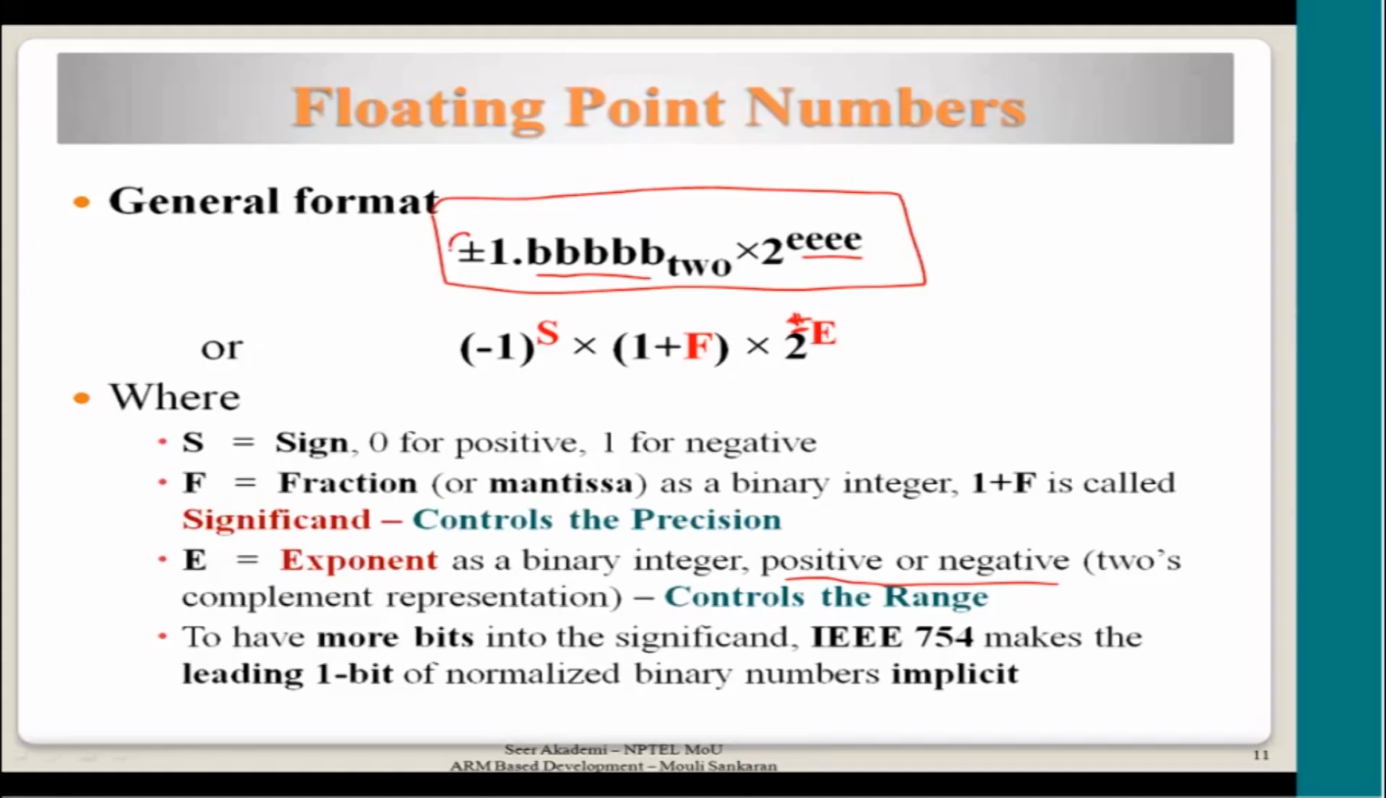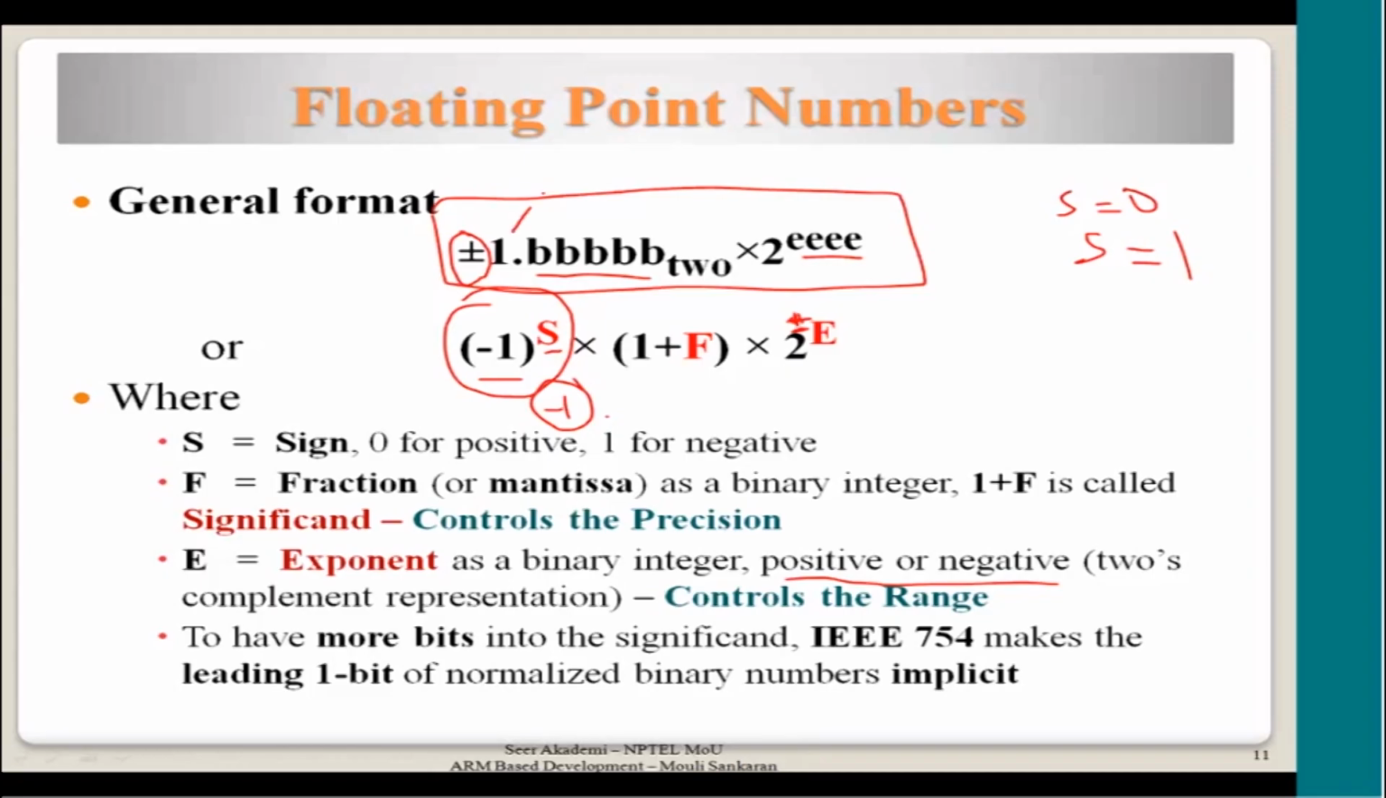See here, plus or minus could be represented by one bit. If that bit is set, that is the sign bit. If it is 0, what will happen? Minus 1 to the power 0 becomes 1, anything to the power 0 is 1, so it becomes a positive number. But suppose the sign bit is 1, this will become minus 1 to the power 1, which is minus 1, so this becomes a negative number. Fine.